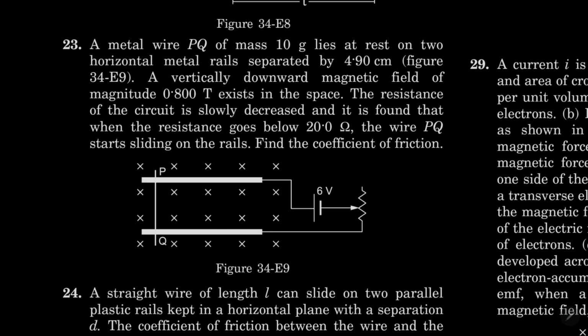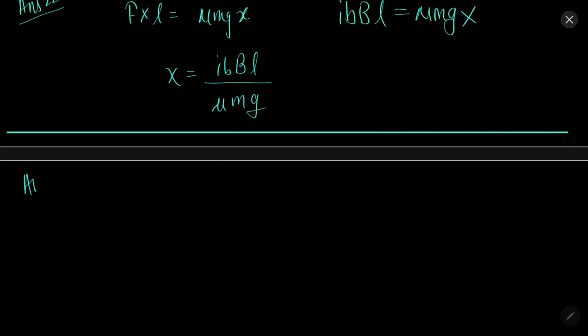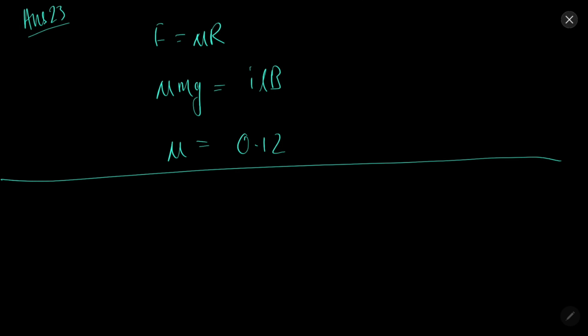In 23, a figure is given. Find the coefficient of friction. Solution 23. So in this, force of friction is mu R. So it will be mu mg equal to ILB. So mu will be 0.12 when we put all the values.